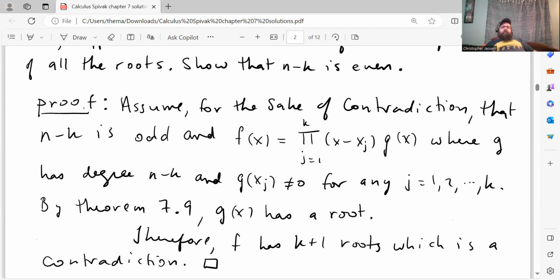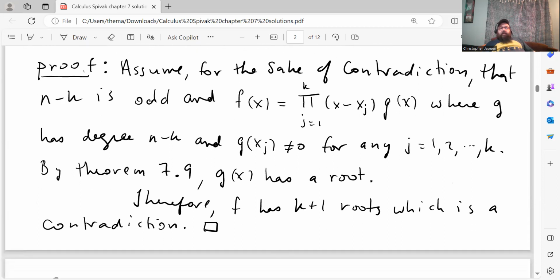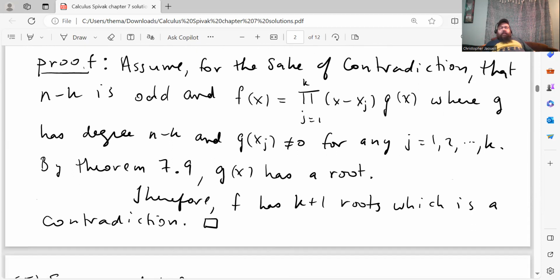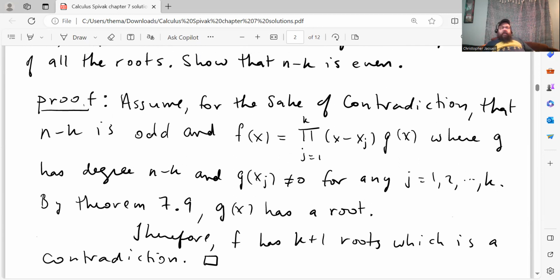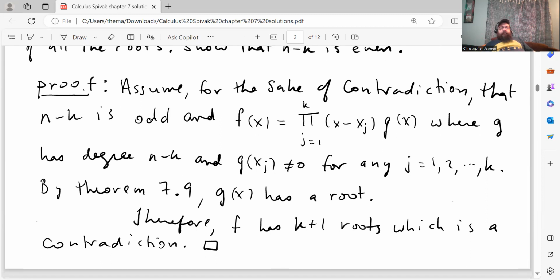By theorem 7.9, then g of x has a root, but that's a contradiction because we constructed this polynomial to have exactly k roots counting multiplicities, so g of x having an extra root means that the polynomial f, instead of having k roots, now has k plus 1 roots. That's our contradiction. So that means that n minus k must be even. All right.